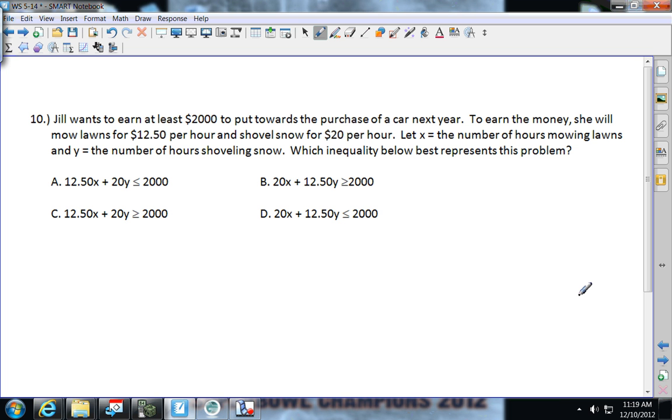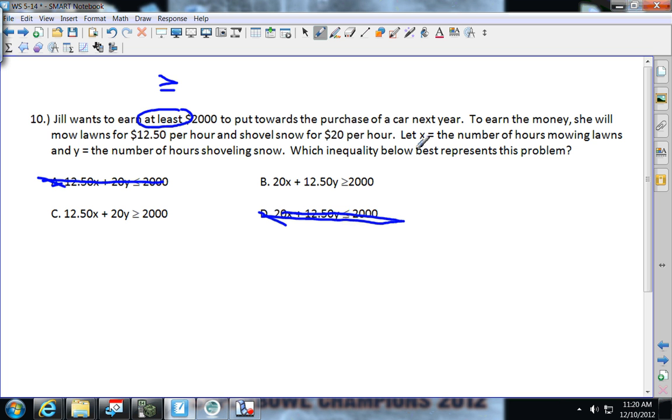Okay, on number 10, Jill wants to earn at least. There we go. First off, circle at least. At least is greater than or equal to $2,000. I could look at the rest of this, but first off, I'm going to make sure I have the right symbol. That is less than. That's not it. That's greater than or equal to, greater than, less than. Okay, so now just from that symbol, I have eliminated 2 of my choices.